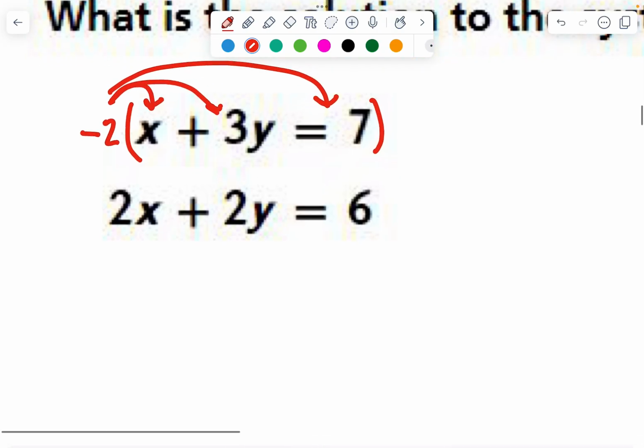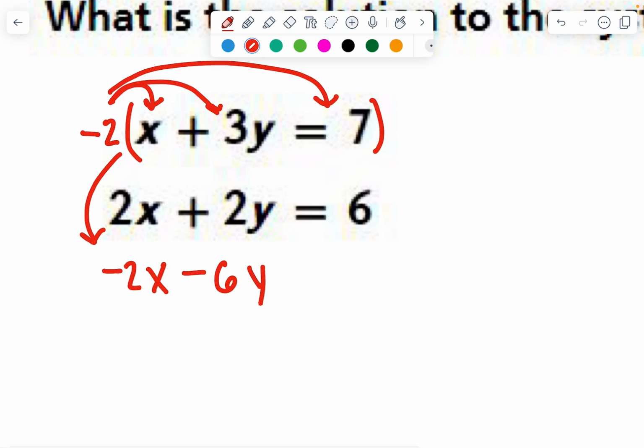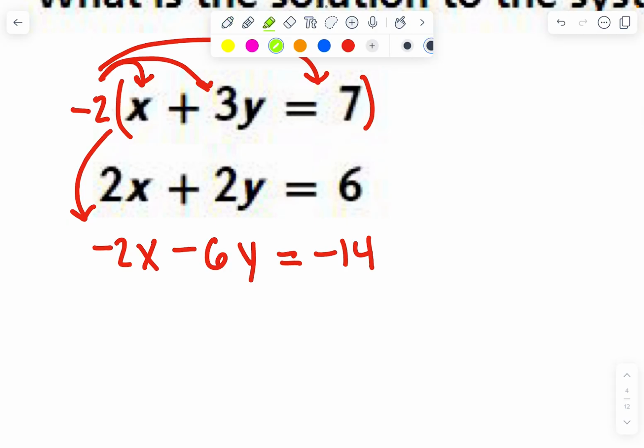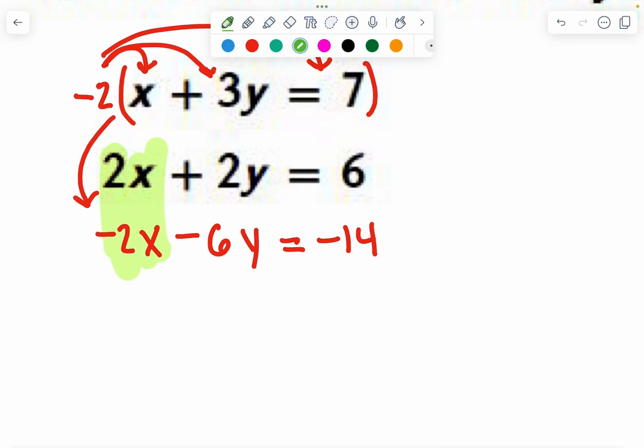All right, so now my equation, I'll write it down here, is going to be a negative 2x. Negative 2 times a negative 3y is a negative 6y. Negative 2 times 7 is going to be negative 14. All right, and then I have opposites. 2x and negative 2x are opposites, so now I can add my equation.